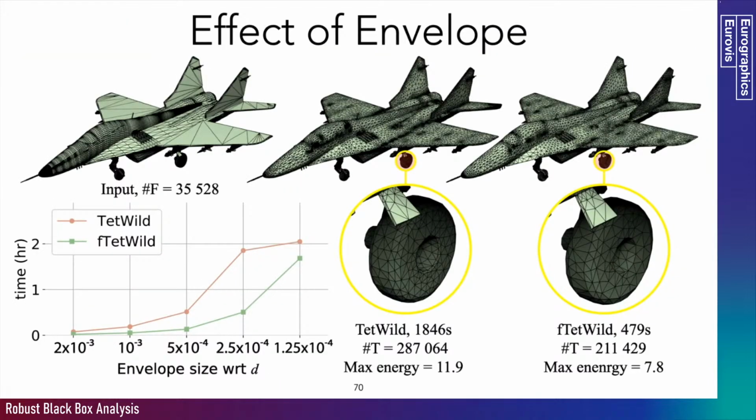The parameter that you really need to pick is the envelope, like the geometric tolerance that you allow it to deviate from the input. And here, the limitation of the algorithm is that the smaller the geometric tolerance, the denser the output mesh is going to be, and the slower the algorithm is going to be. So especially for small envelopes, this might make a big difference.